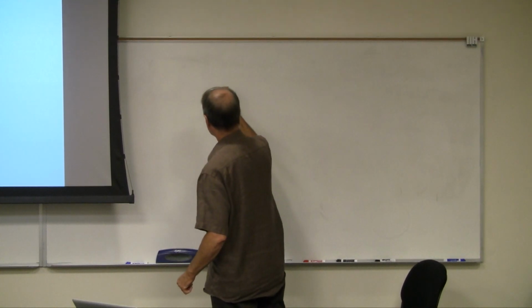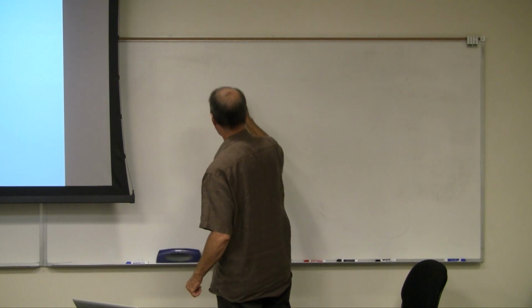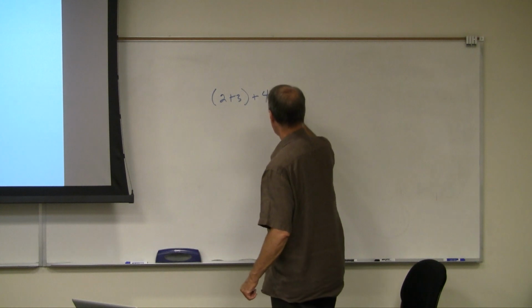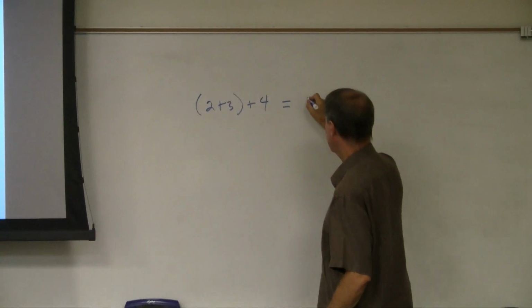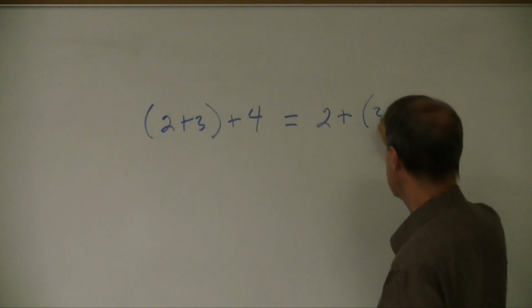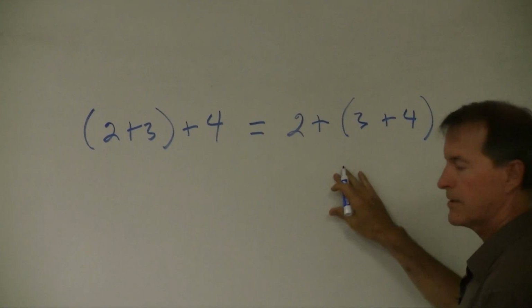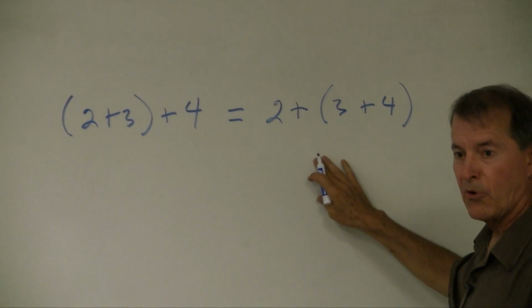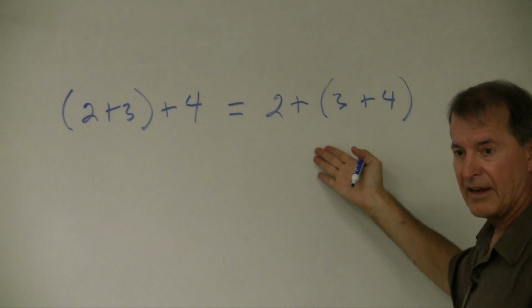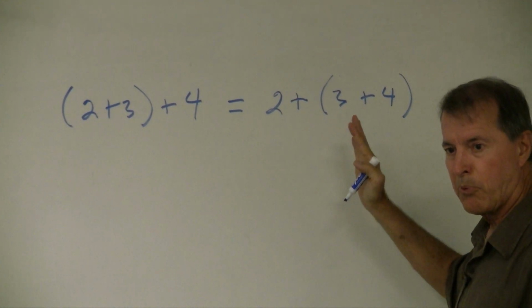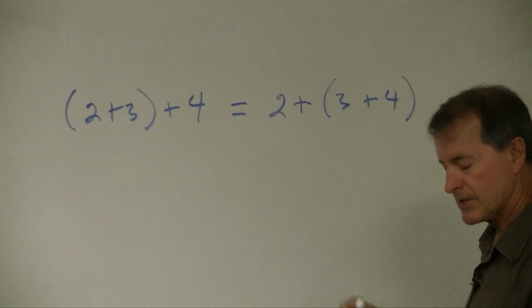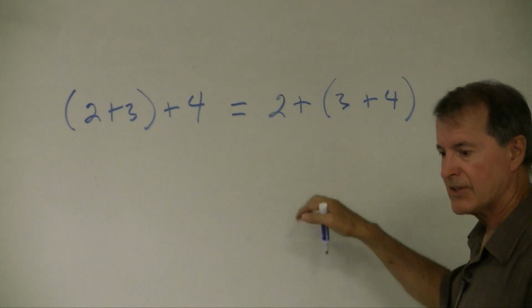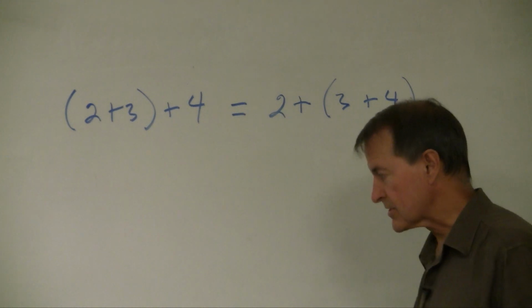Like 2 + 3 in parentheses, + 4, we know that this equals 2 + (3 + 4), right? This is the associative law for what operation? For addition. The problem is that this doesn't work for exponentiation. It's not true. So let's look at the slide.